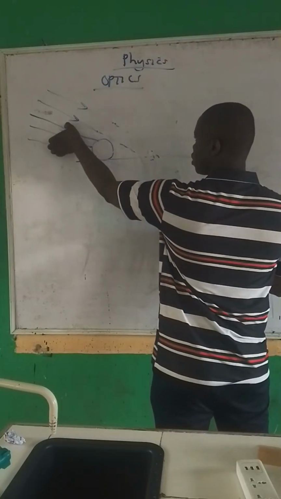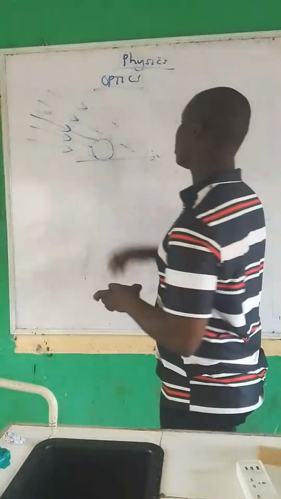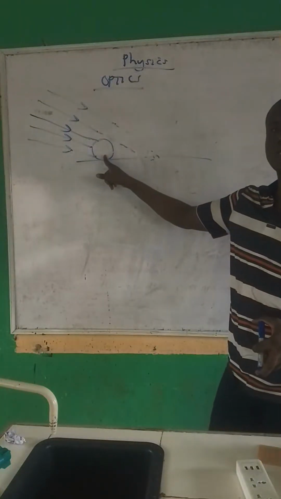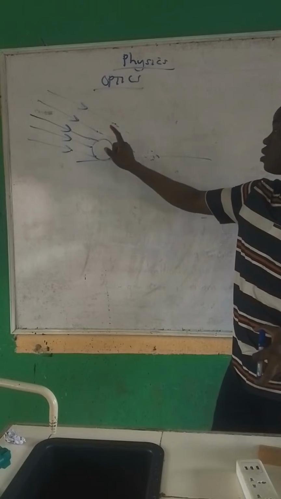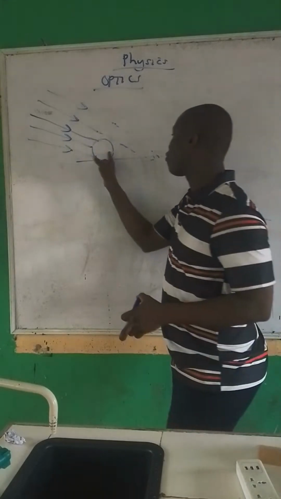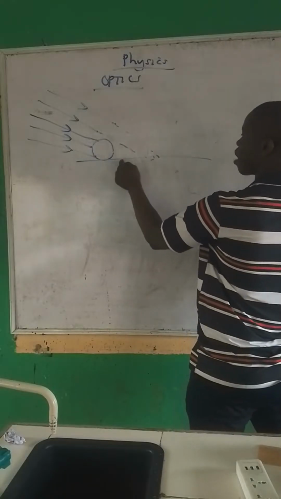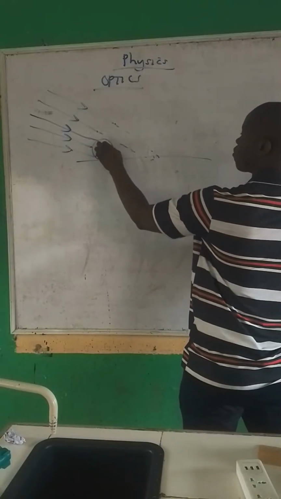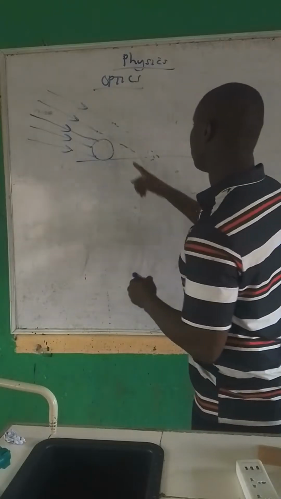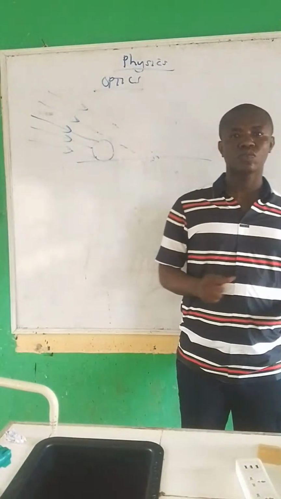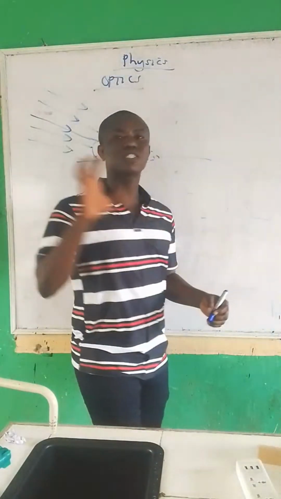This is because the light rays are being blocked off. Are you seeing it? Because of that, a shadow is cast here, a dark part in the shape of this object. Do you understand? Because light cannot get to this point. That is basically what a shadow is.